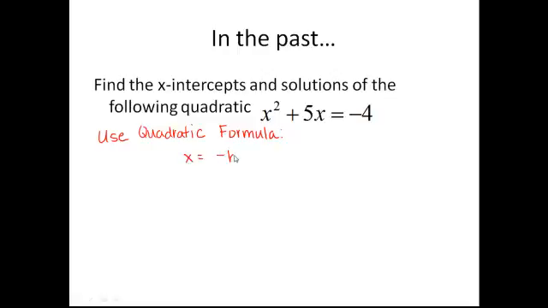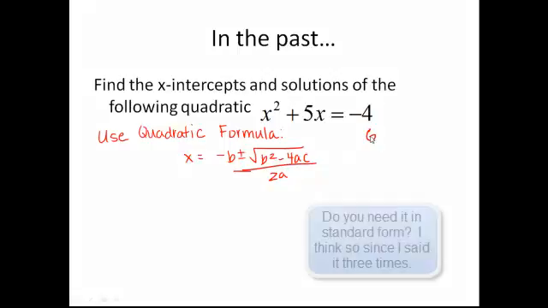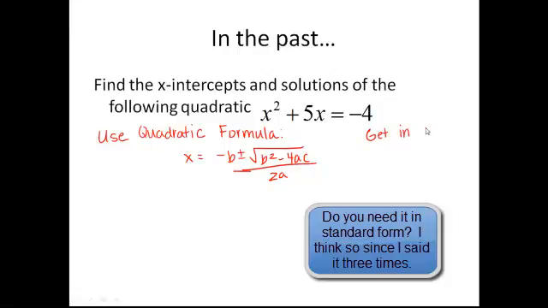Alright, and I will just write that out for you. x equals opposite b plus minus square root b squared minus 4ac all over 2a. Okay, so remember, that's the quadratic formula. That's our little jingle for it, and that's what we use to find solutions of a quadratic. First things first though, get in standard form. You need your quadratic in standard form.